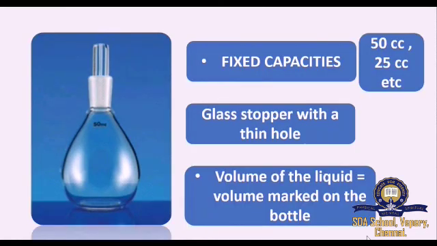Specific gravity bottles are available in fixed capacities. Can you see the capacity being marked? Yes, the capacity is marked on the outer surface of the wall of the bottle. The bottle has glass stopper with a thin hole. When the bottle is filled with the liquid, the stopper is pushed in. Some liquid flows out of the hole. The volume of the liquid that remains in the bottle is exactly equal to the volume marked on the bottle.